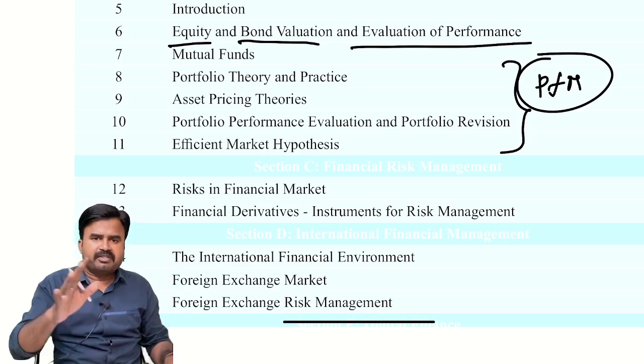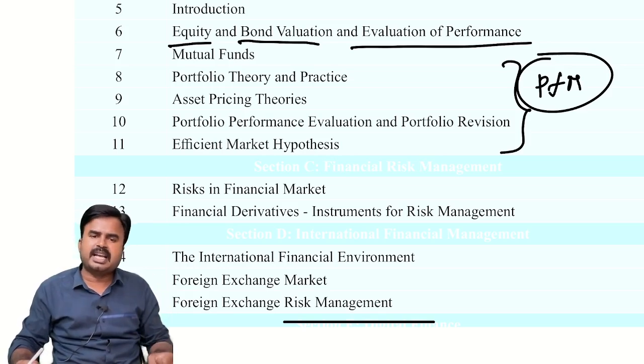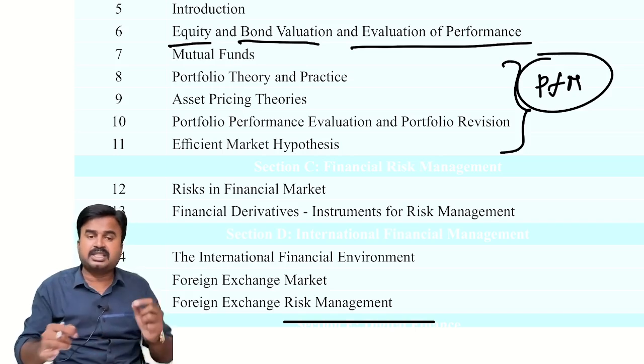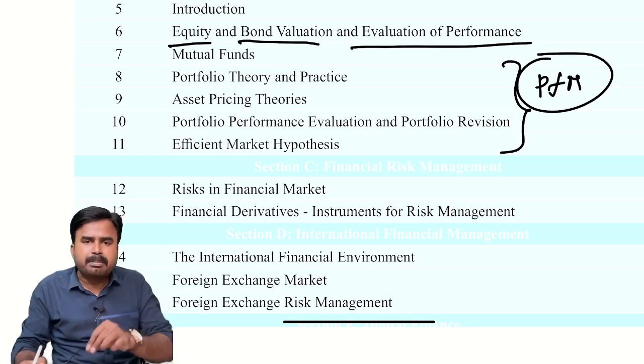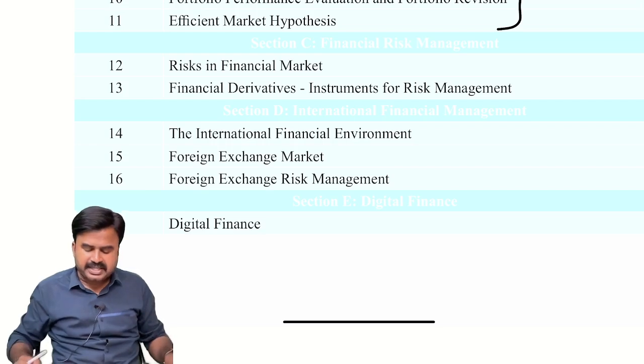Expecting return for a given level of risk. Already one concept is covered at CMA inter level, which is capital asset pricing model, but we need to understand the depth of capital asset pricing model in this chapter, portfolio management. So these are the next areas.